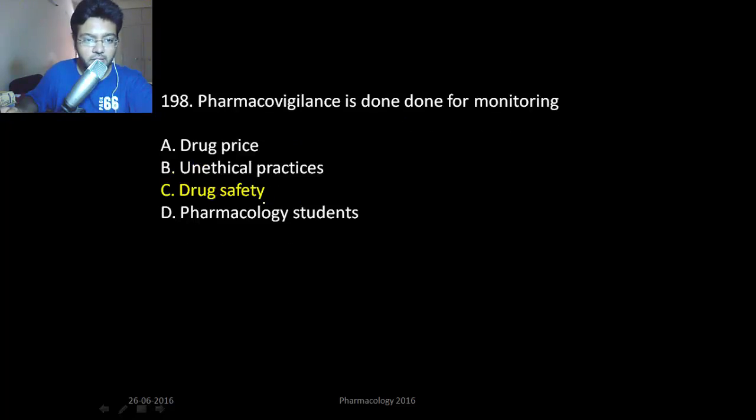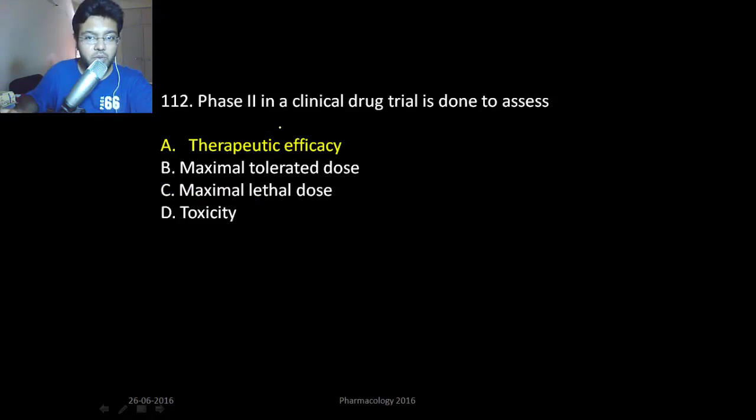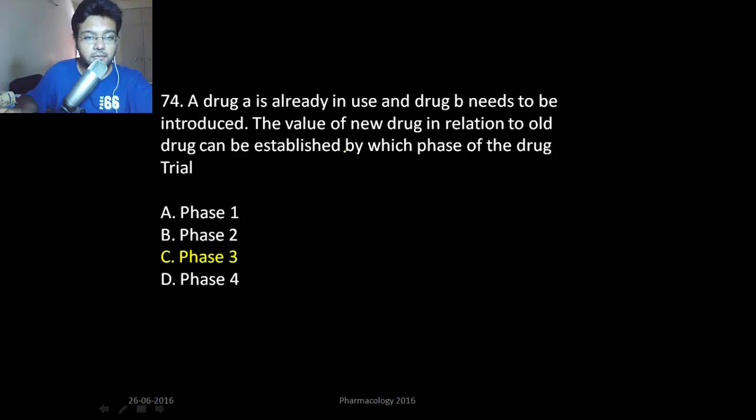Pharmacovigilance is for drug safety, the adverse drug reaction monitoring. In phase 2, you assess the efficacy of the drug. In phase 3, you compare the drug with the previous one, right? The value of a new drug relative to the old drug is assessed in phase 3.